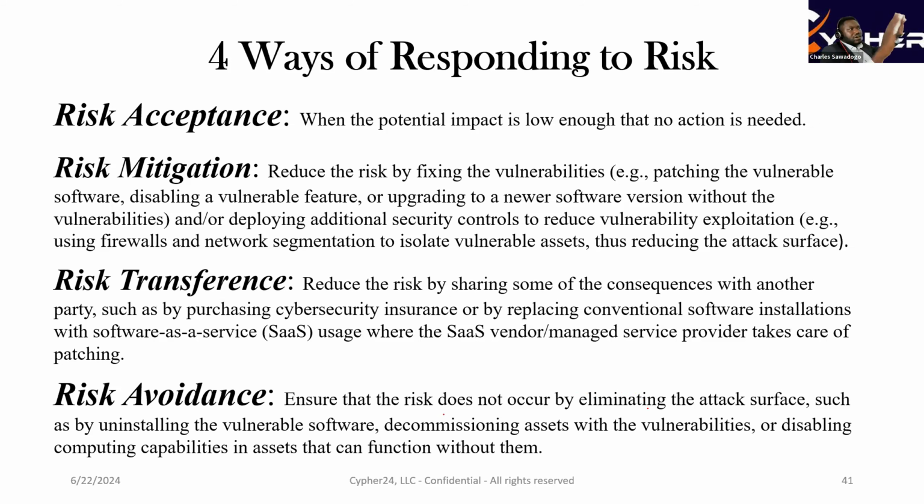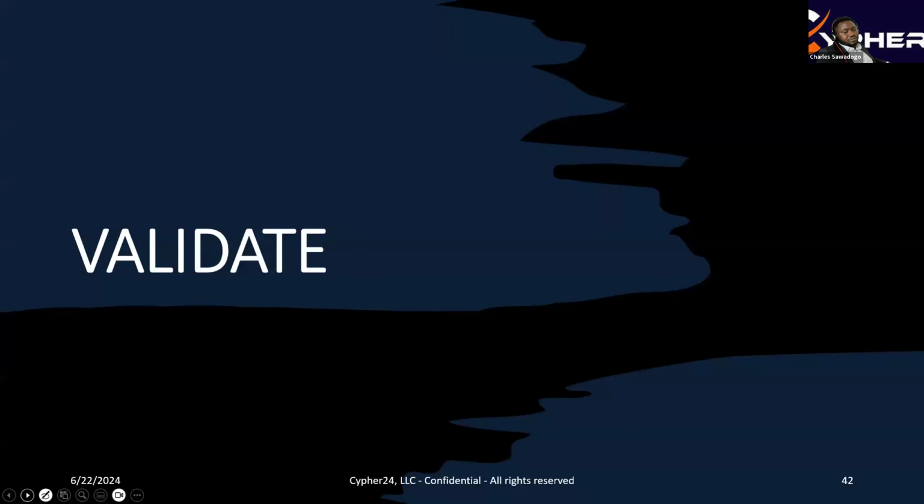So there are 4 ways of dealing with, of handling, risk. Number 1, we're going to accept the risk and move on. Number 2, we're going to mitigate the risk. We're going to fix it. Number 3, we're going to transfer the risk. Number 4, we're going to avoid the risk. So these are pretty simple. I guess you can retain them quickly here.